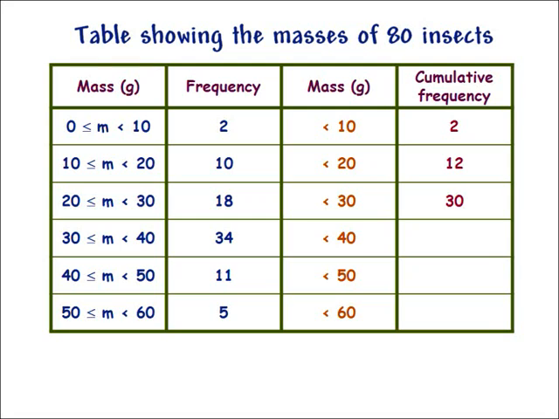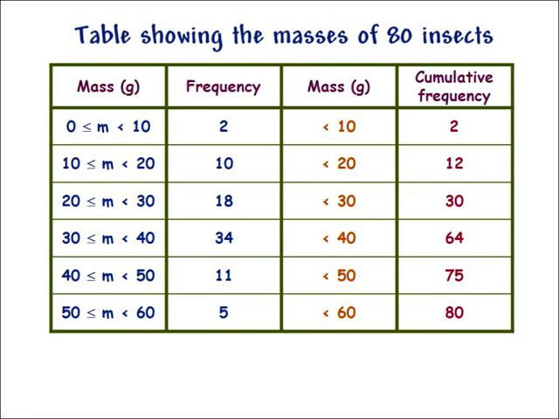The insects in the first three classes. Or we can just add the 18 onto our current subtotal of 12. The table continues in the same way. 30 plus 34 is 64, 64 plus 11 is 75, and 75 plus 5 is 80. Since we were told that there are 80 insects, we should expect the final value in this column to agree with that.